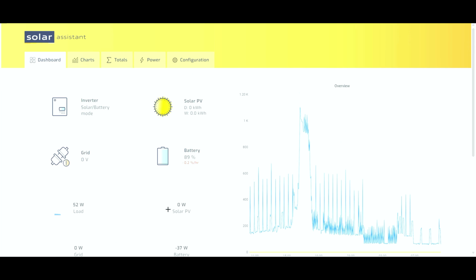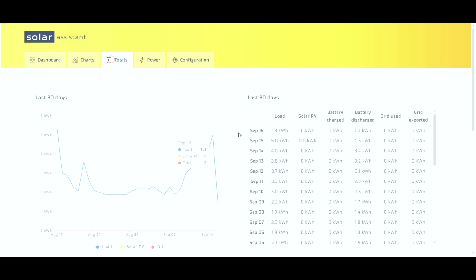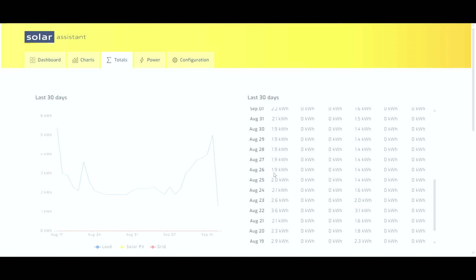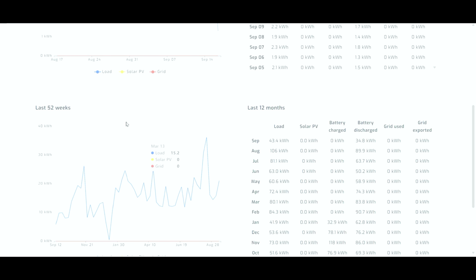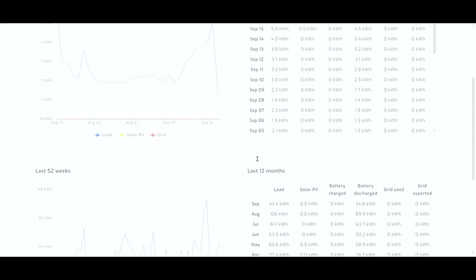You get some other graphs here. If I go over to totals, you can see over the last 30 days how much AC has been supplied. So whether the energy is coming at a given moment from solar or from the batteries, in this case it thinks it's all from the batteries, it has converted 5 kilowatt hours from DC to AC and supplied it to loads. That gives you a summary of that per day for the last 30 days. You get a graph and stuff like that, and 52 weeks for the year.